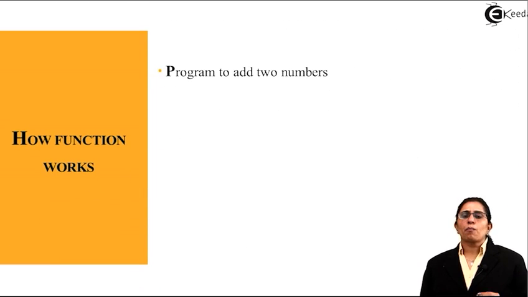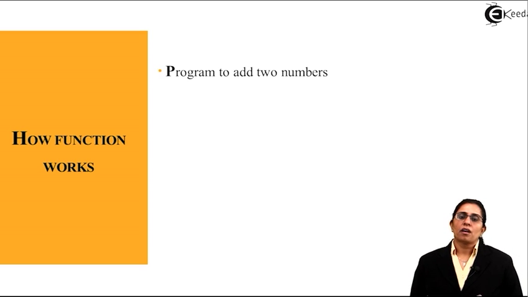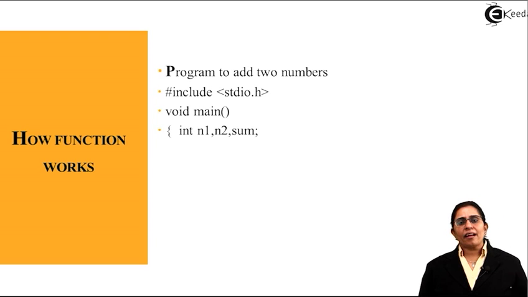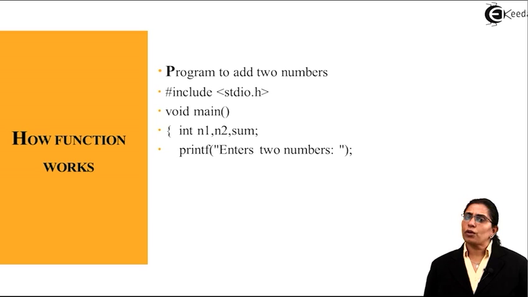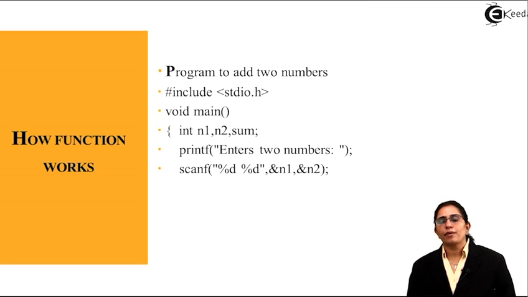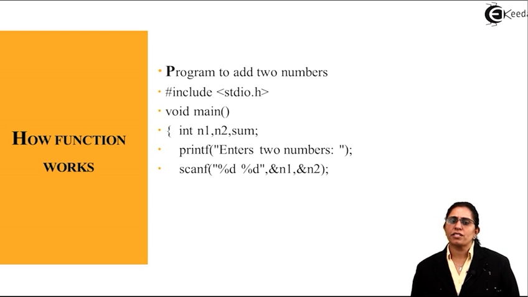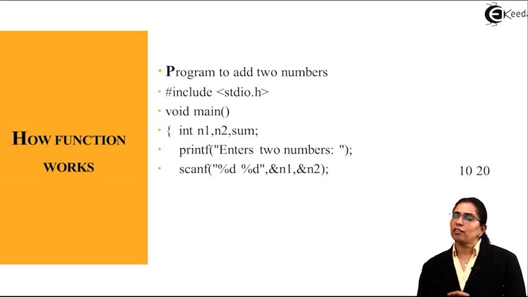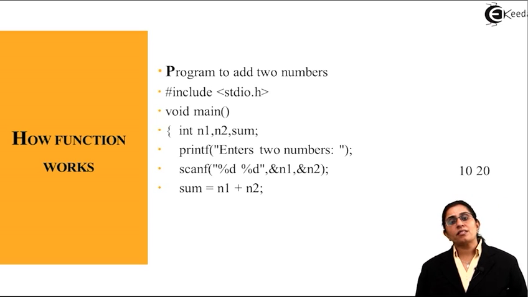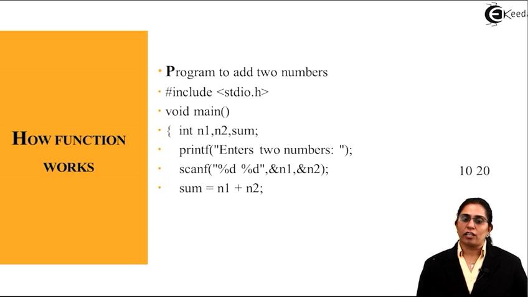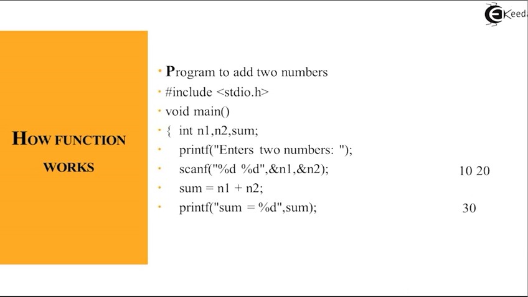Now let's take a very simple example to add two numbers. Because it is a C program example, we first write the header file and a simple main function. We declare the integer variables n1, n2 and sum. We enter the two numbers using the printf statement, then scanf with &n1 and &n2. Let's say we enter 10 and 20. So 10 and 20 are the two values we have inputted. The next step: sum is equal to n1 plus n2. We add the two values and print the sum, which is 30.